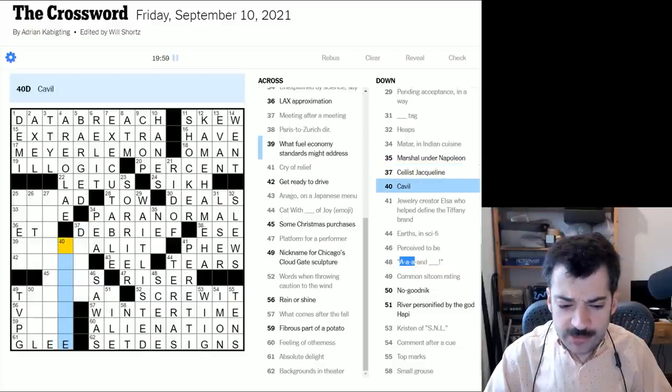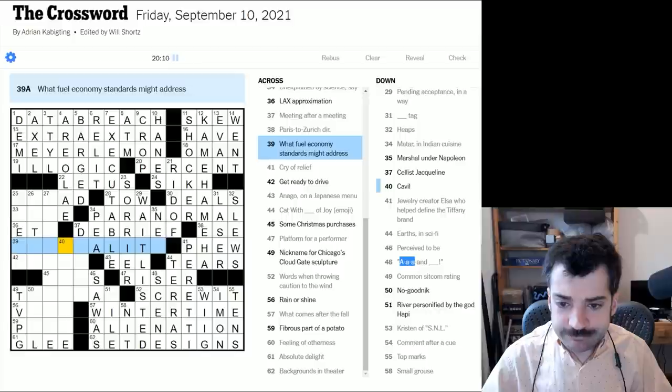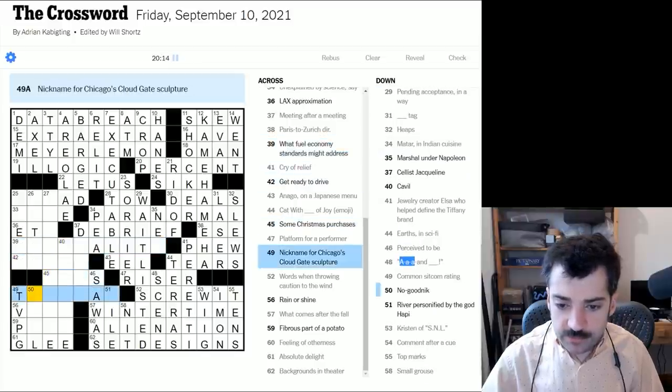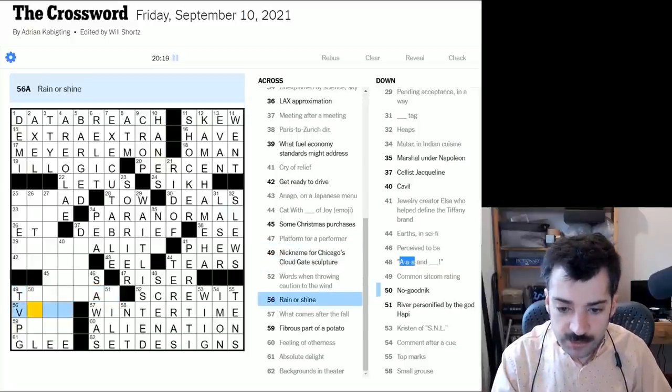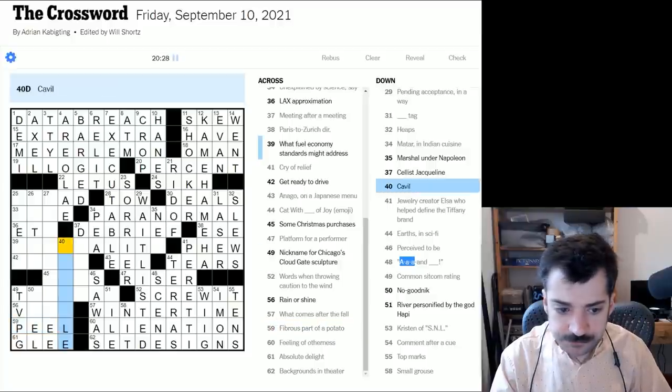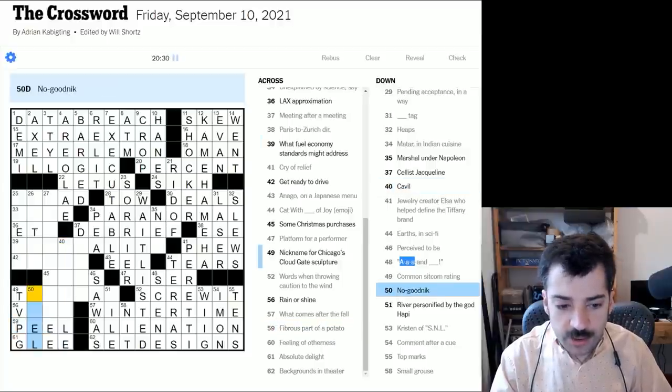Cavil. What is this? A sort of... I can't remember if this word is sort of an enemy or something, a sort of negative element of something. Let's see. I'm kind of running out of steam in this zone of the crossword, unfortunately. Fibrous part of the potato, the peel, perhaps? I suppose that's fair enough.